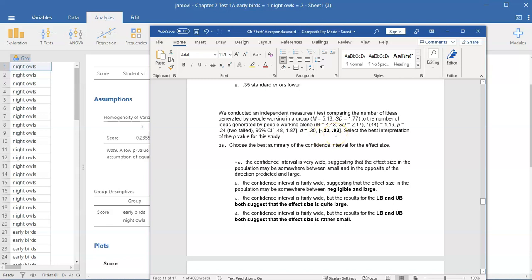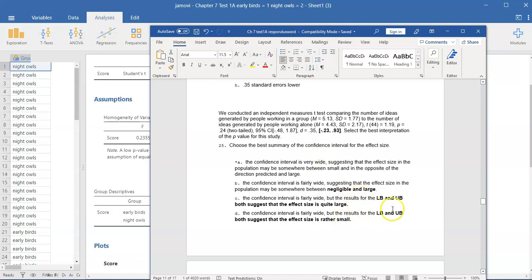That's telling you that a small negative effect, no effect, a small positive effect, a medium effect, or a large effect are all considered plausible outcomes. That's a very wide range of plausible outcomes. Okay. And A is saying all of that is correct. B is saying that the effect size may be anywhere between negligible and large. That's not true. It could be even a negative effect, so that's wrong.